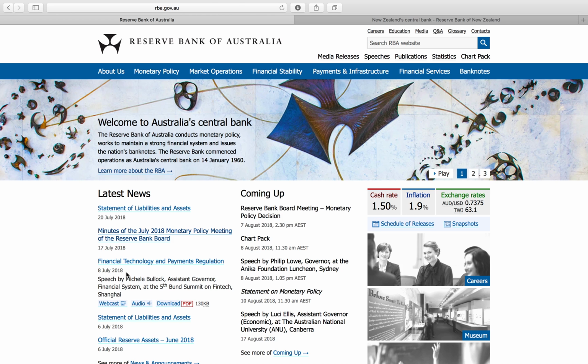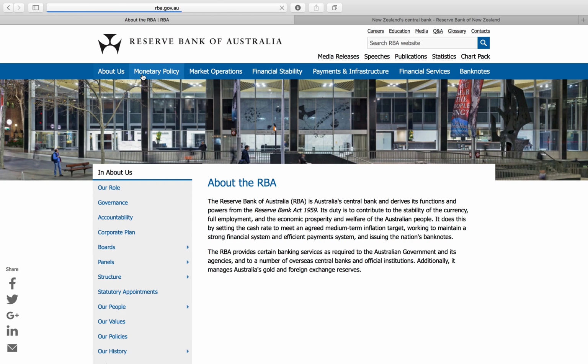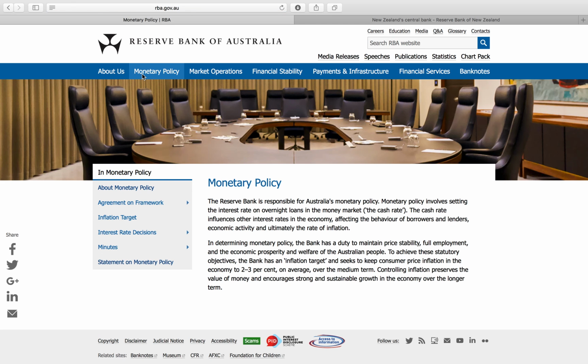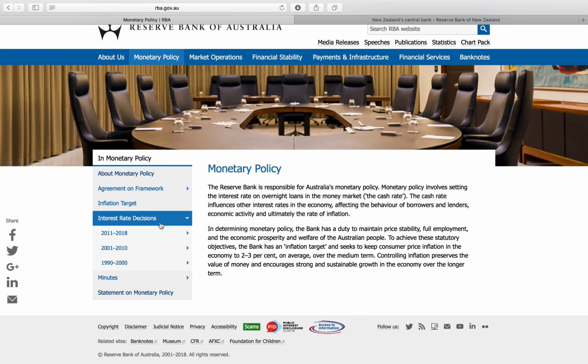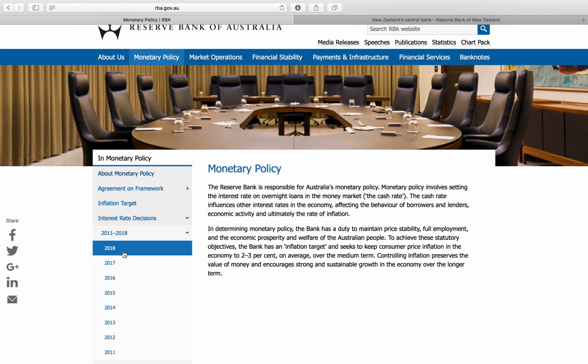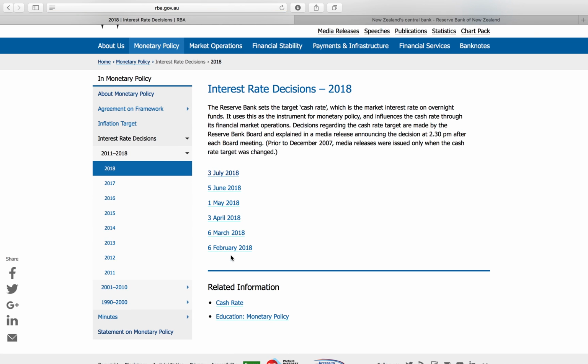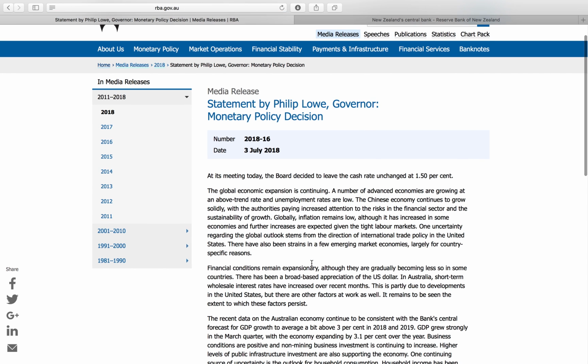Now, if you go to the Reserve Bank of Australia's website, once again, the focus you really want to look at is, you can obviously have a look about them and read up about the history. It's quite interesting. But the area to really look at is the monetary policy. And when you look at the monetary policy, you want to look at things like the interest rate decisions. Go down to 2018. You can see the last meeting they had.